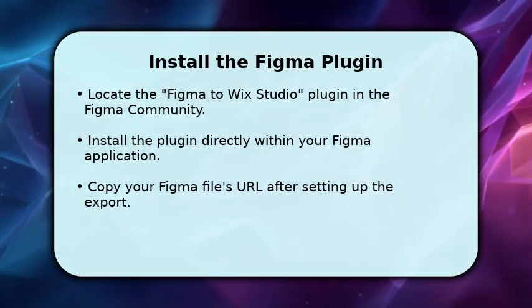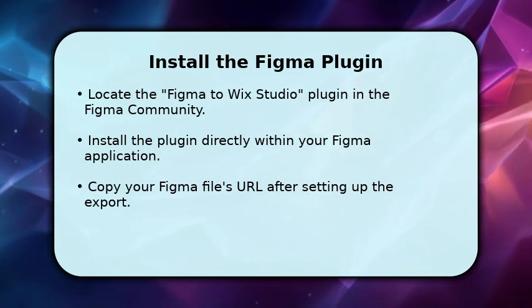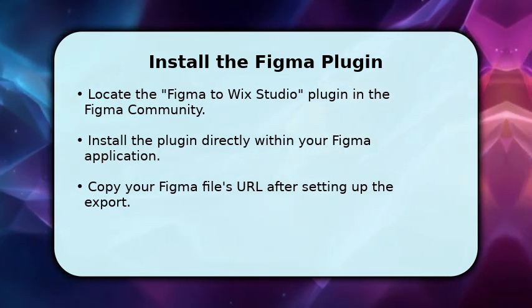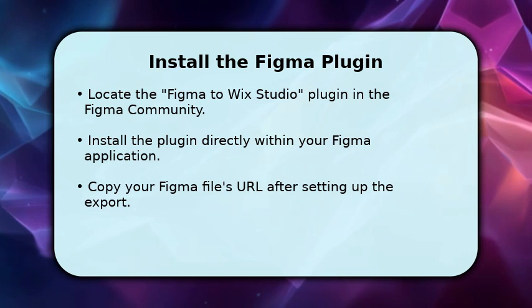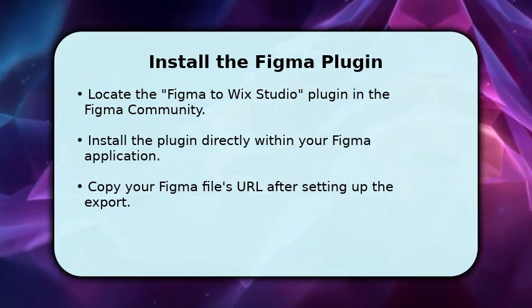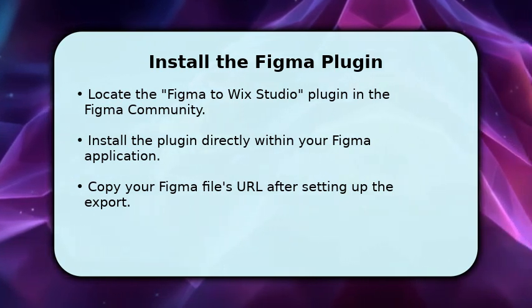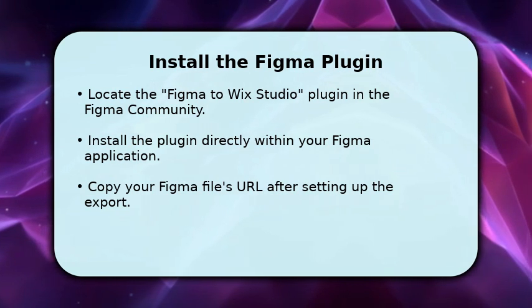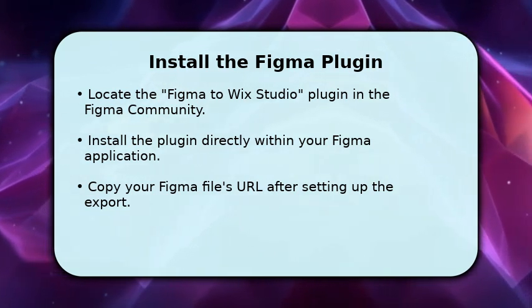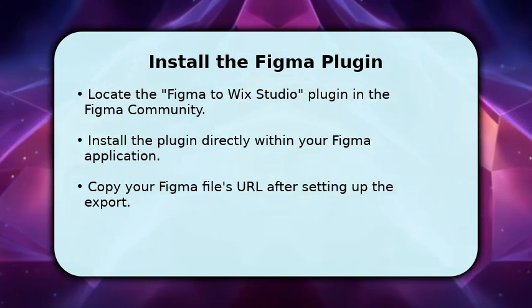Our first step is to install the necessary plugin. Open Figma and navigate to the Community section, then search for Figma to Wix Studio. Install this official plugin to your Figma account. Once installed, open your design file, activate the plugin, and follow the prompts to set up the export. You will then copy your Figma file's unique URL, which is crucial for the next stage of the connection process.